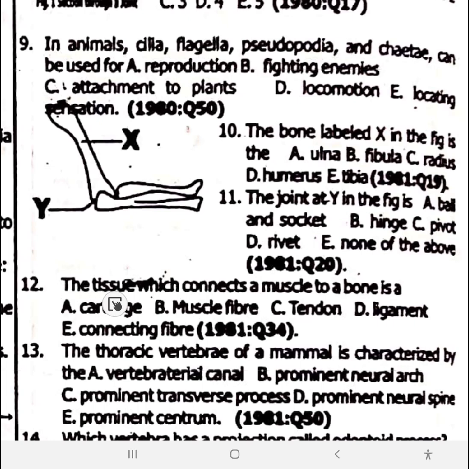Number 12. The tissue which connects a muscle to a bone is called the tendon. I've talked about this already. Option C. 12 is option C. 13. The thoracic vertebra of a mammal is characterized by.